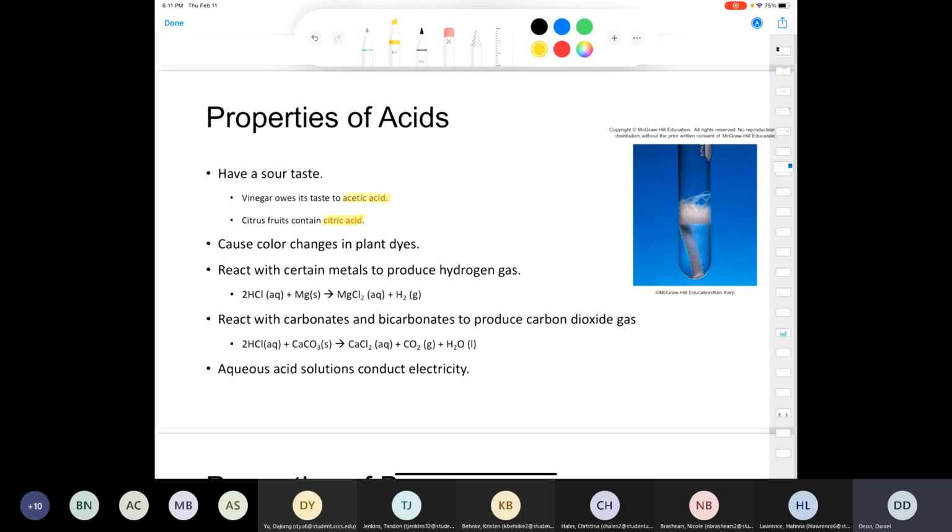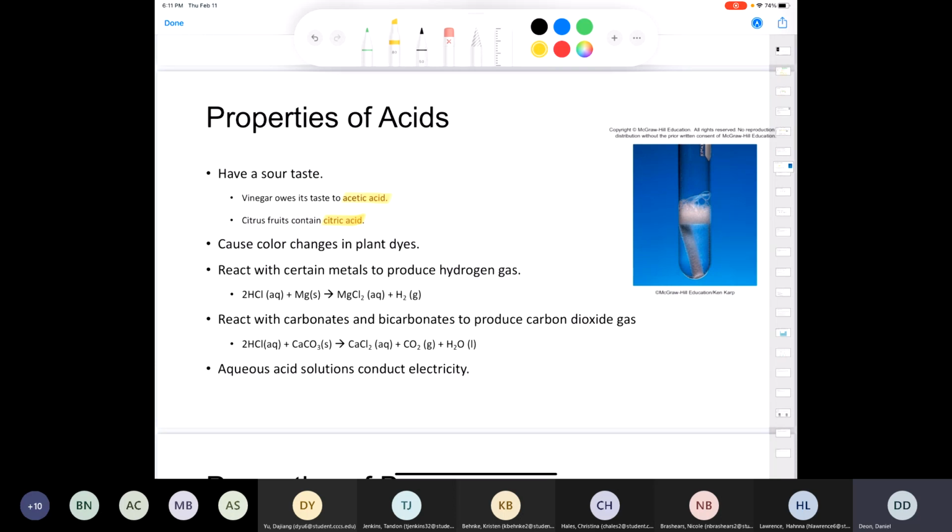Next, it says that acids cause color changes in plant dyes. I'm never going to ask you about that. What it means is that soil pH, so the relative acidity of soils, can have an effect on the color of different plants like hydrangea and things like that.